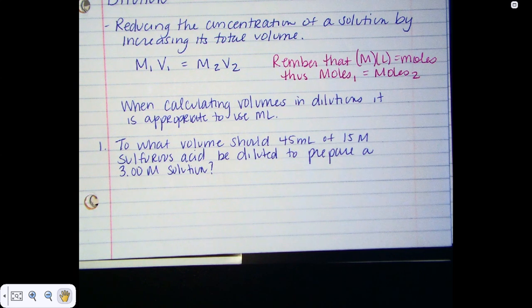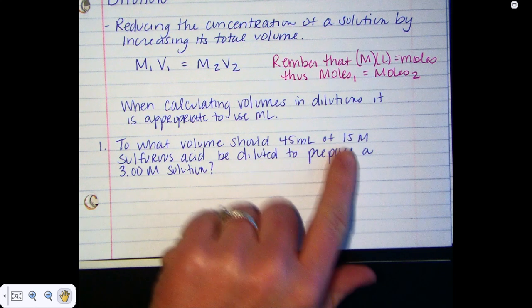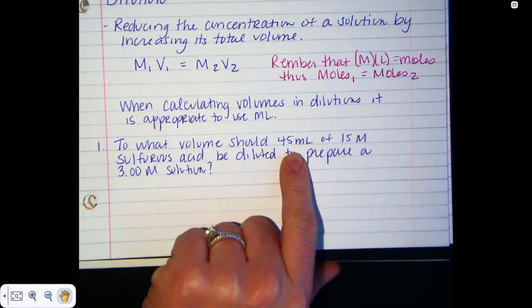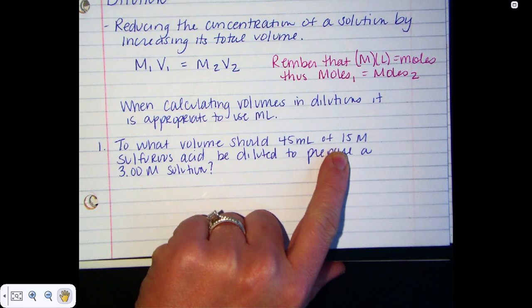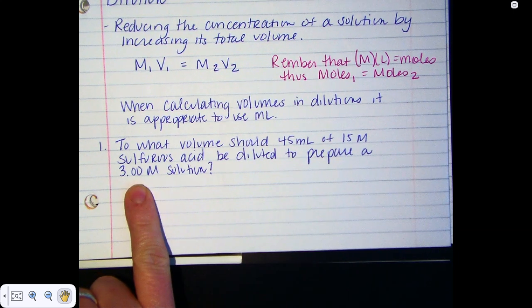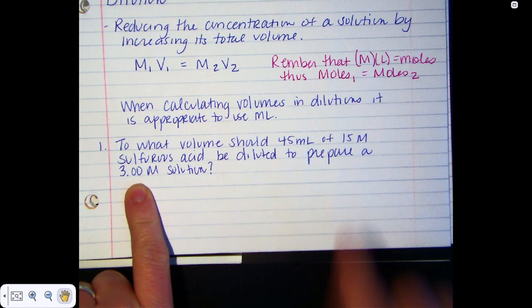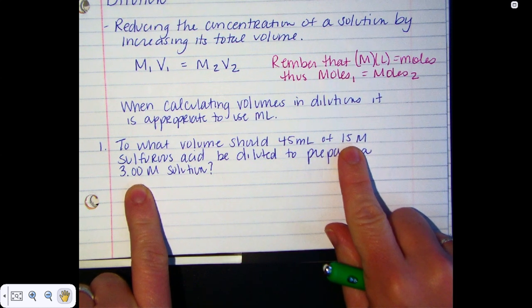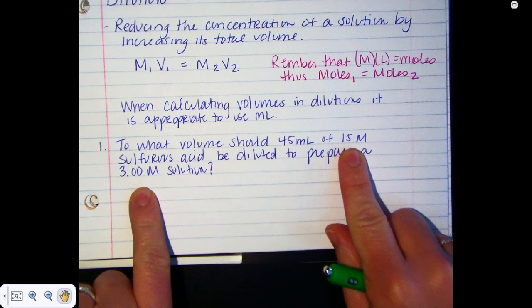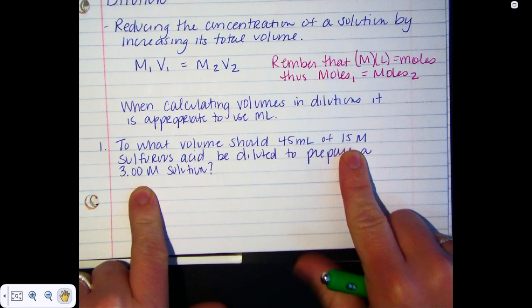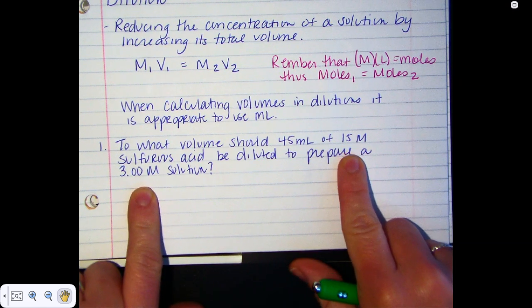So logically think about what we have here. We have a pretty small sample, 45 mils of a really strong acid, and we're going to make a significantly weaker acid. So in terms of what's going to happen here, it should make sense that if I'm going from 15 molar to 3 molar, I'm going to be really increasing my volume to compensate.